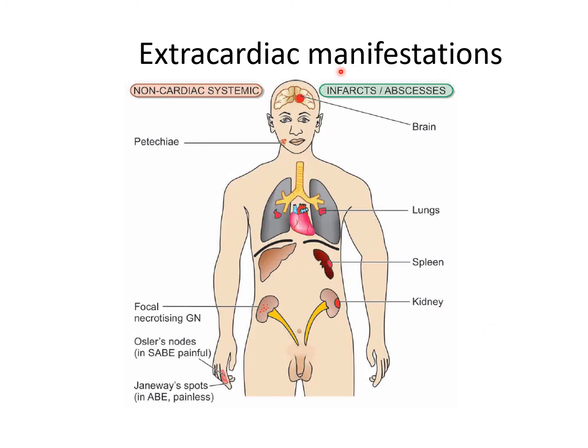So this is a figure showing all the extracardiac manifestations. From the left side, the brain, the kidney and the spleen, infarcts occur. From the right side, it is the lungs that may be infarcted. Then due to immunologic phenomena, there is this kidney affection and Osler's nodes, Janeway spots, the subungual or the splinter hemorrhages which occur.